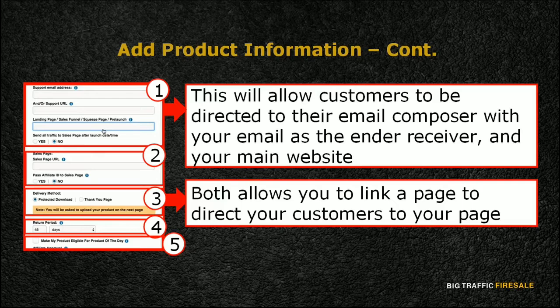Then you'll come across 4 important boxes to your traffic generating method. They are the support email address, the support URL, landing page, and the sales page. Fill in your business email and your main website support site. This will allow customers to be directed to their email composer with your email as the end receiver, and your main website should they come across difficulties about your product.